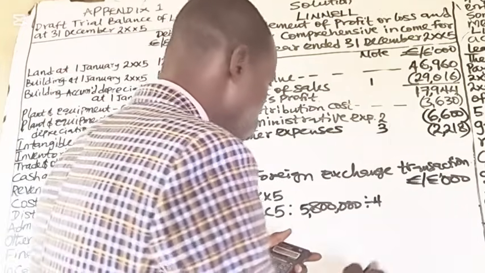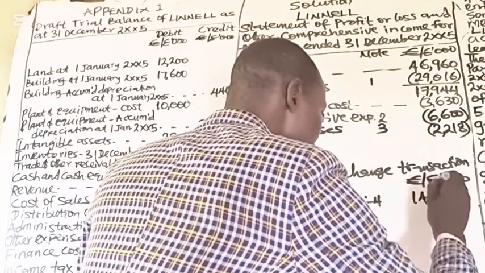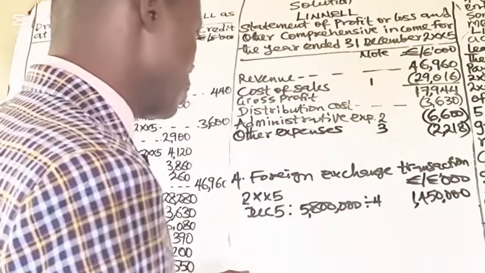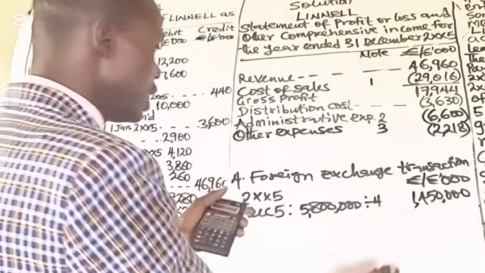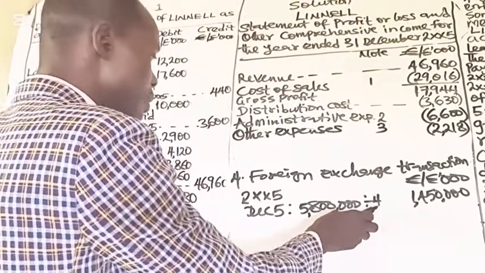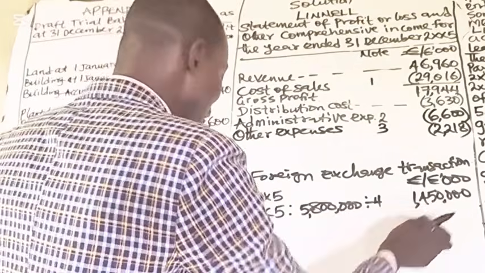That gives us 1,450,000. For better understanding, watch my video on IAS 21. So how to translate all this has been explained in that video. So this is the exchange rate at the date of the transaction, and this is the translated amount.